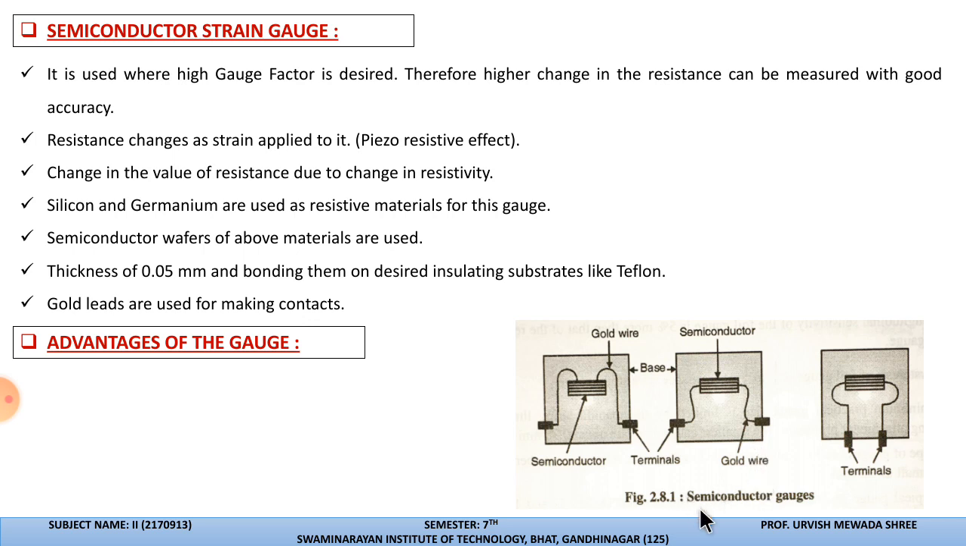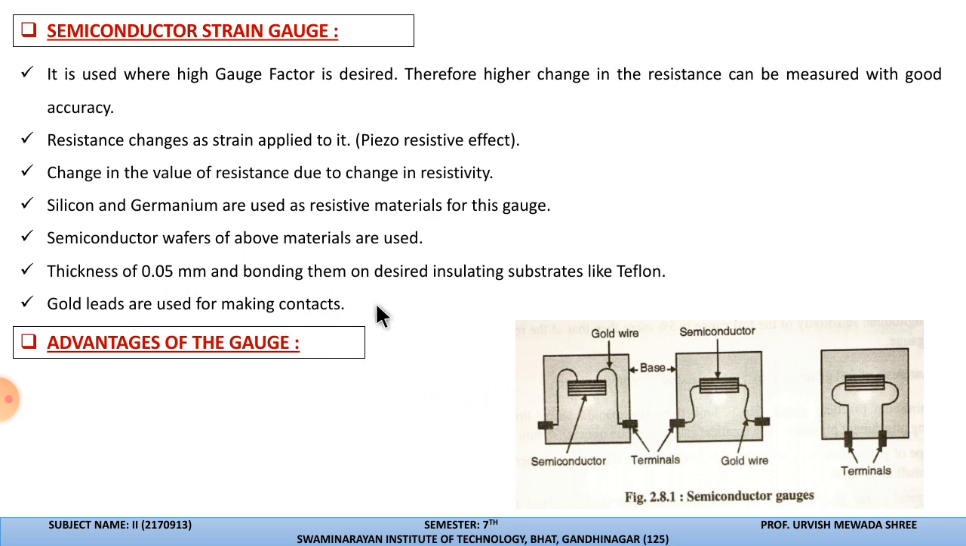And this kind of semiconductor strain gauge is generally used where a high gauge factor is desired, and therefore a higher change in the resistance can be measured with good accuracy. Wherever the gauge factor is higher, we can measure a higher change in resistance, and it can be measured with good accuracy.